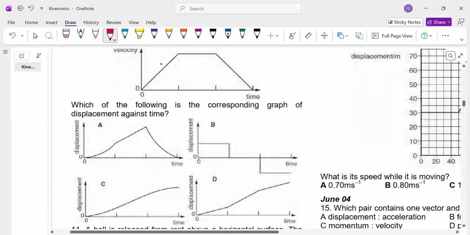Firstly, you need to know what is happening over here. The velocity is increasing, right? So it means displacement will be increasing. This is wrong.